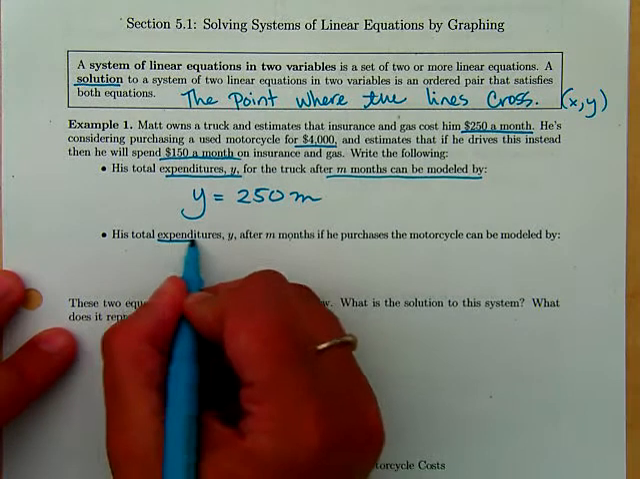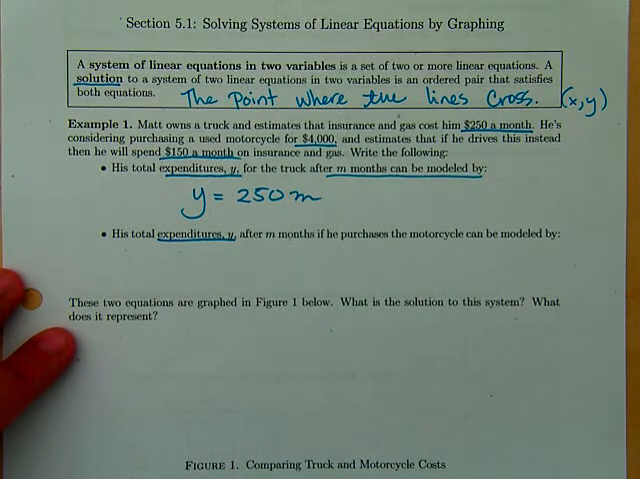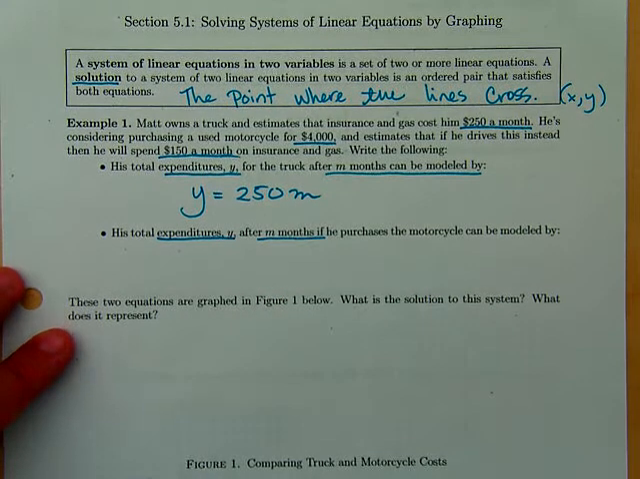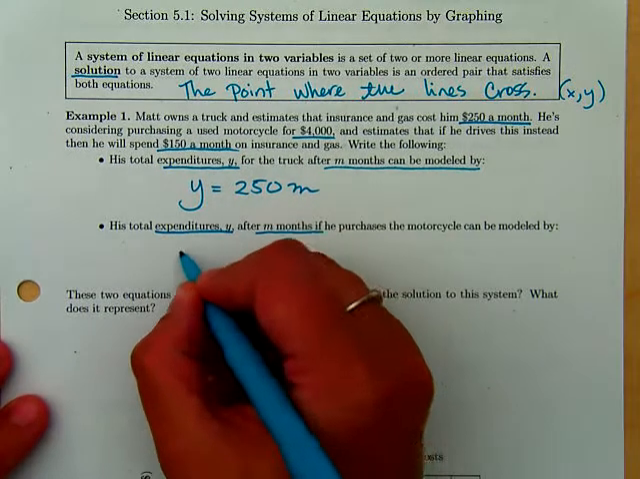So his expenditures is y. That's the definition of y: his total expenditures, I should say, not monthly, after m months, if he purchased the motorcycle. So with the motorcycle, he actually has to buy something now, right? How much is he going to spend when he buys it? $4,000. How much does he have to spend every month? $150. So who can give me the equation?